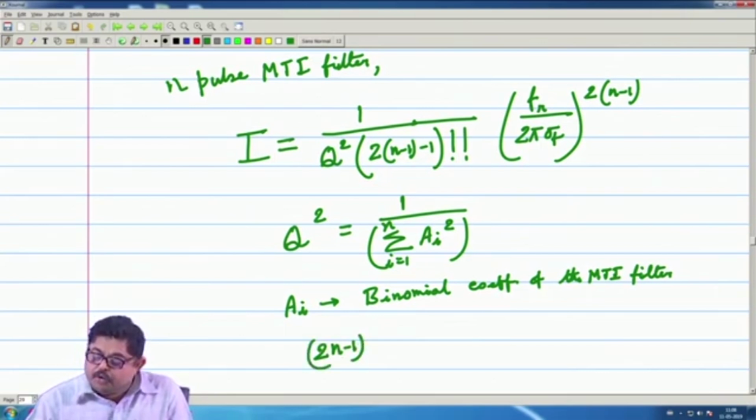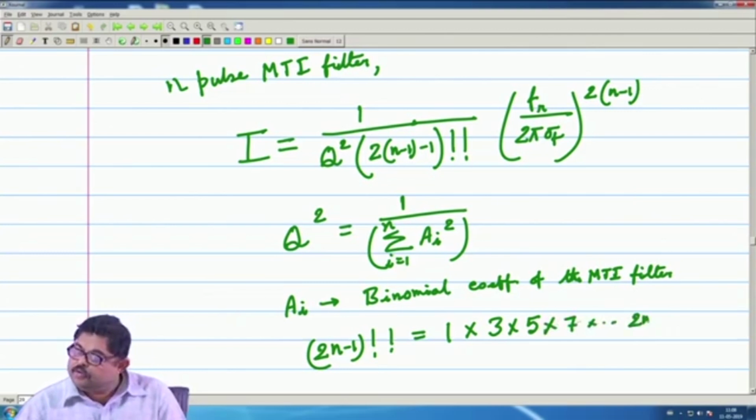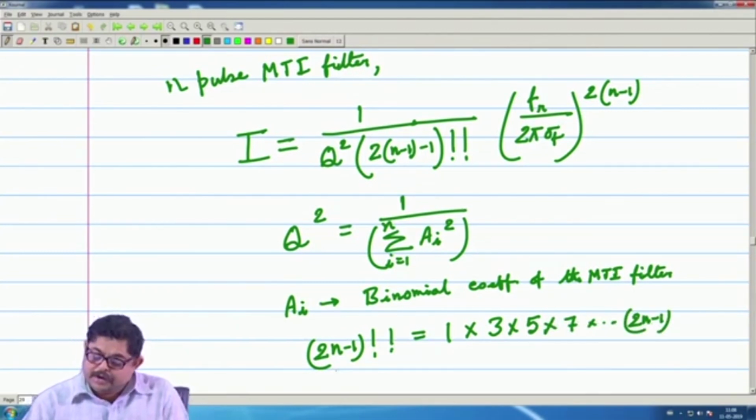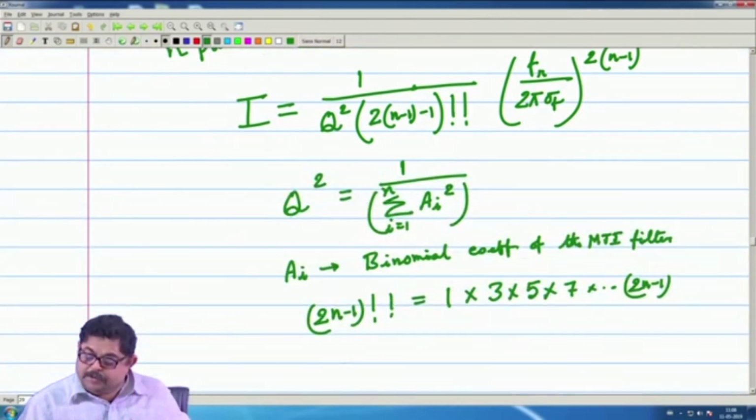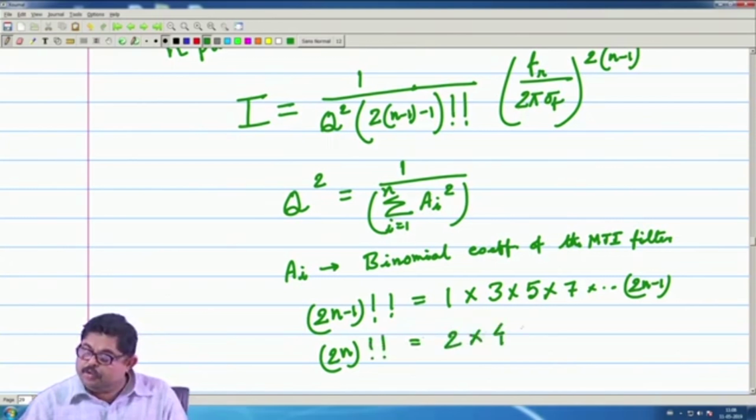And what are these double factorial terms? An odd double factorial is 1 into 3 into 5 into 7 up to 2n minus 1, and an even double factorial is 2 into 4 into 6 up to 2n.